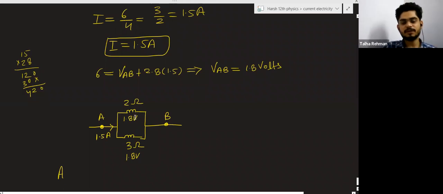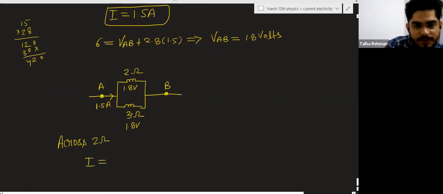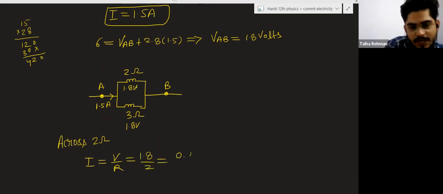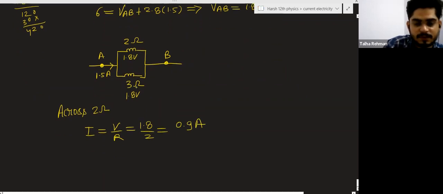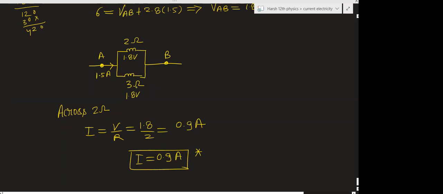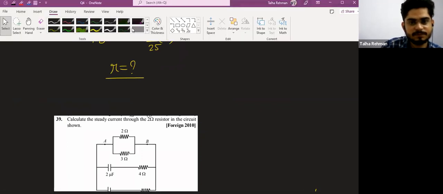So you can write here, across 2 ohm, the current will be I is equal to V by R. What is V across 2 ohm? 1.8. 1.8 divided by 2 is 0.9 ampere. So the current will be 0.9 ampere. This is your final answer. So I will say mark this. Okay, I'm just changing my pen.